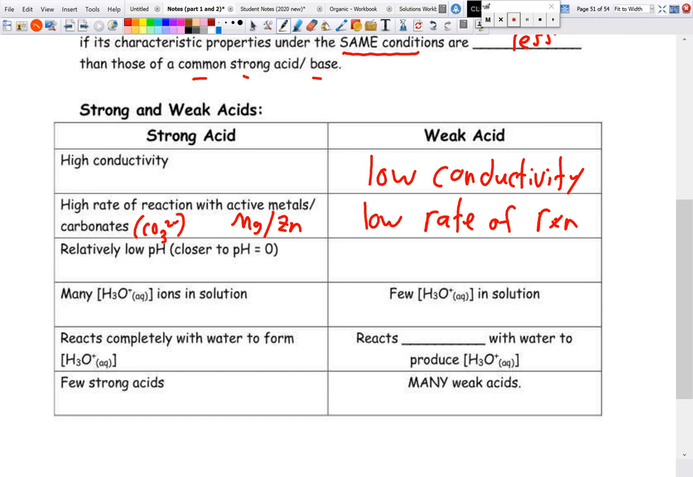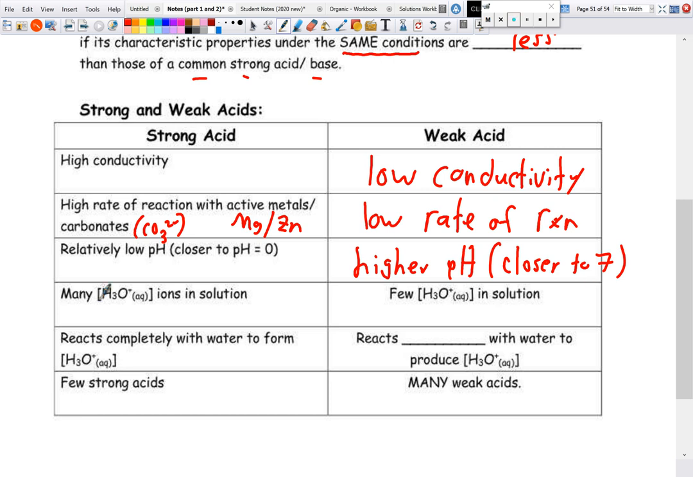Of course, strong acids do have relatively low pHs, closer to 0, like 0, 1, 2. For our weak acids, we're going to have higher pHs, closer to 7. Obviously, we can't go above 7 because then that's going to turn into a base. If we're dealing with weak acids, they're not basic, they're just weak acids.